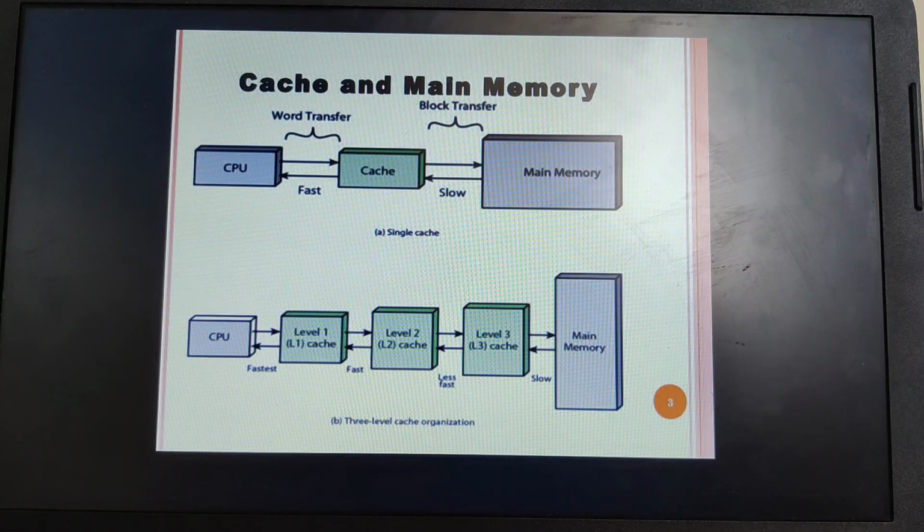Okay students, I hope now you are able to clearly make out what the main memory is, what the primary memory is, what the registers are, and what the cache memory is. It is very important from your exam point of view.